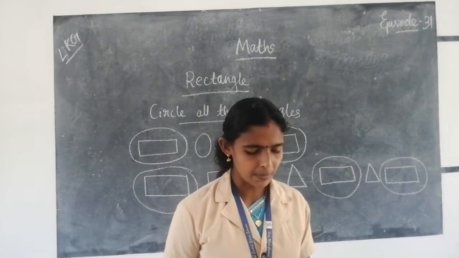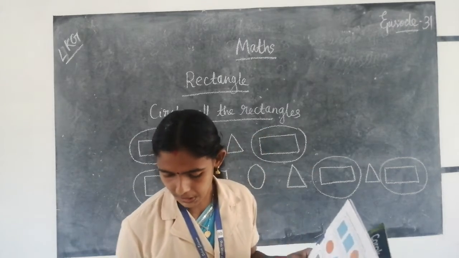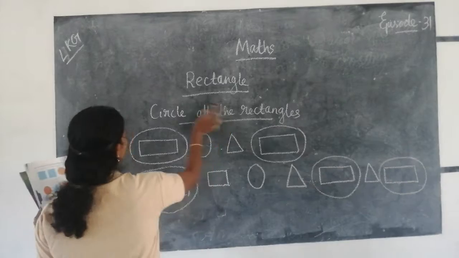Then cross the shape that is different in each row.